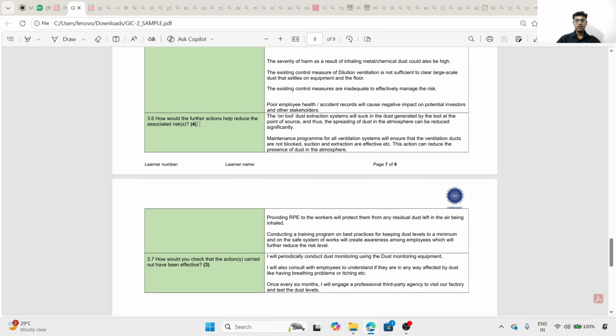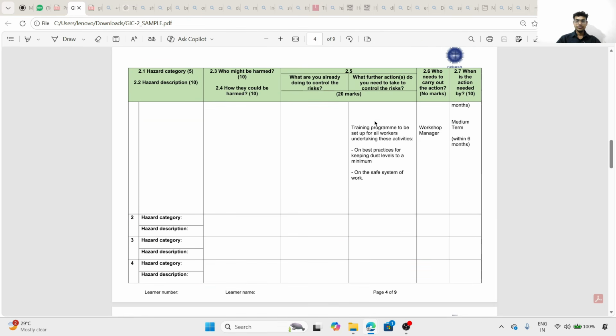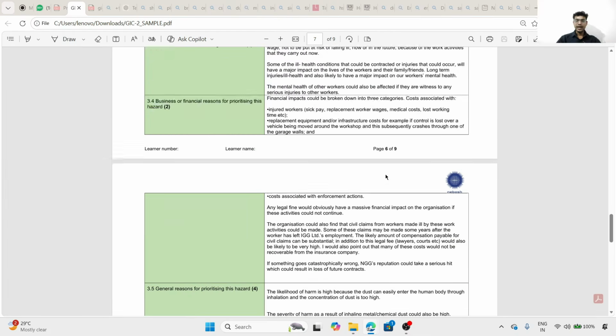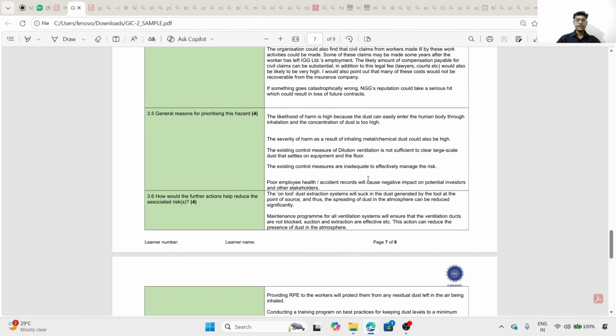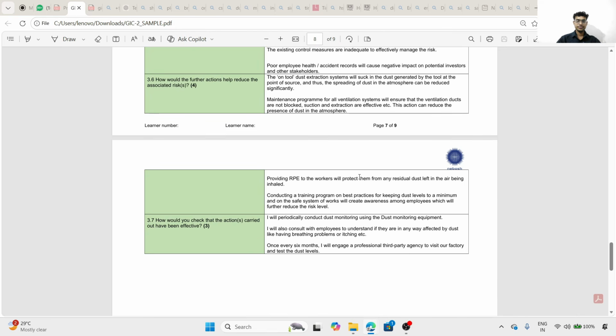So how would the further action help reduce the associated risk? Whatever things you have written over here, you should describe how they shall reduce that particular risk.